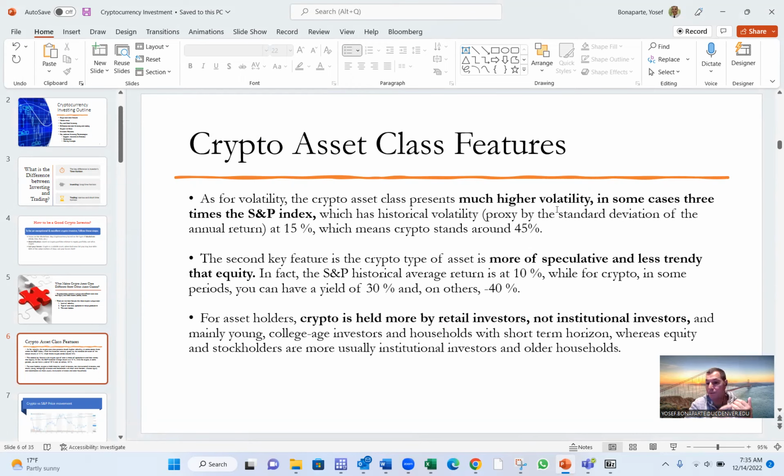So what makes coins a different market? What makes coins different from equity is that they are more volatile. It's a speculative asset, not a progressive one. And institutional investors don't invest in this asset class.